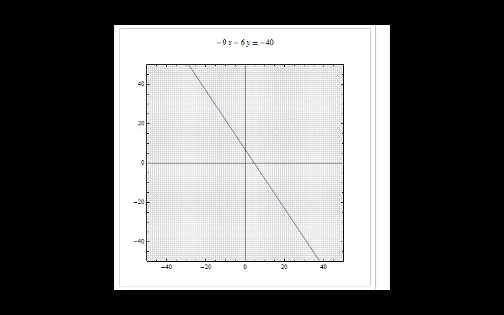Okay, so that gives you an idea about how this works graphically. The next thing we're going to want to do is to be able to find all of those integer solutions to the linear Diophantine equations.